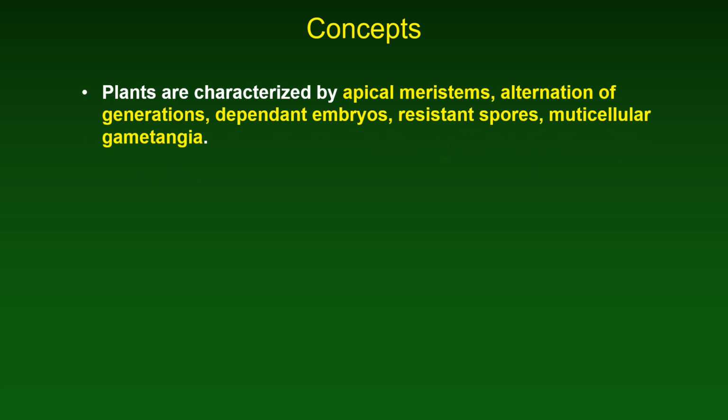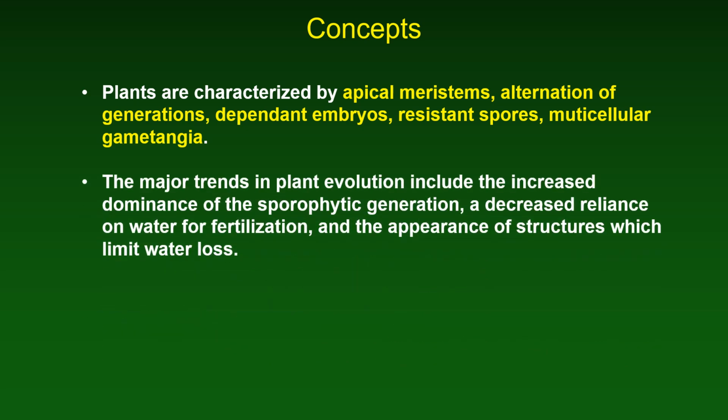All right, that wraps it up for the plants, and now I've just got a few concepts. Well, quite a few. I'll go through them quickly. Remember that plants are characterized by the fact that they have apical meristems, alternation of generations, dependent embryos, resistant spores, and multicellular gametangia. The gametangia are the structures on the gametophyte that make the sperm or the egg. The major trend in plant evolution has been the increased dominance of the sporophyte. It's become more important. A decreased reliance on water for fertilization, and the appearance of structures that limit water loss.